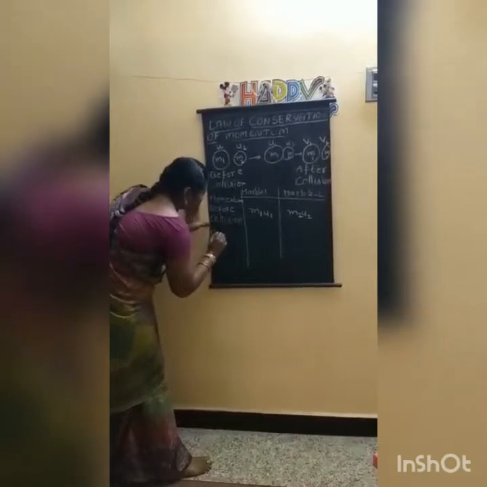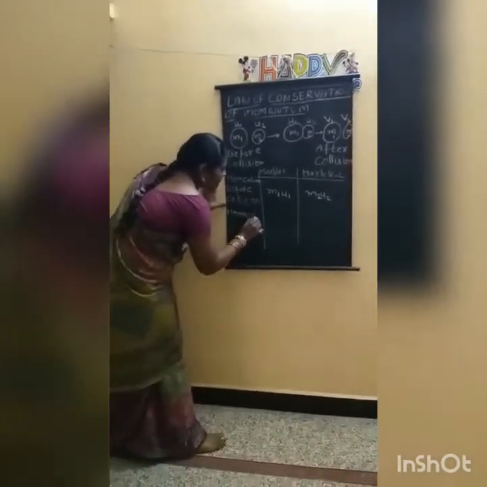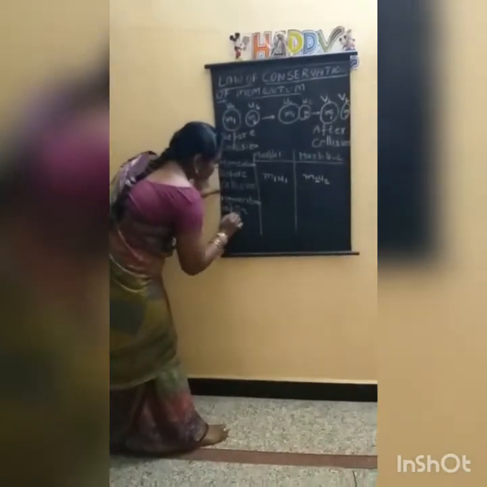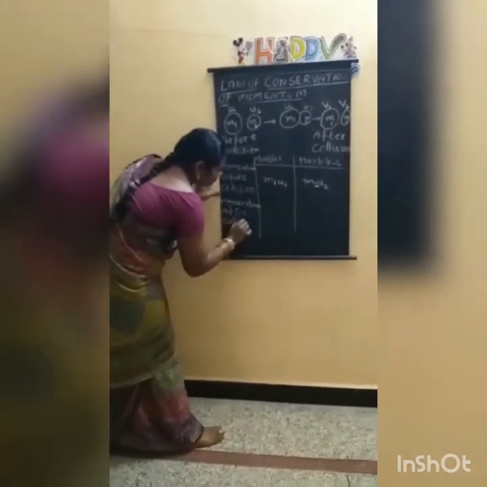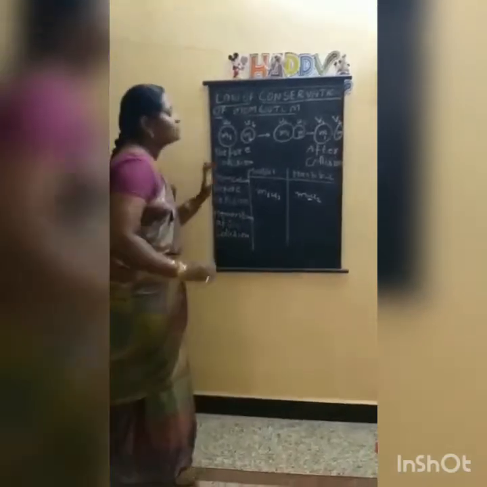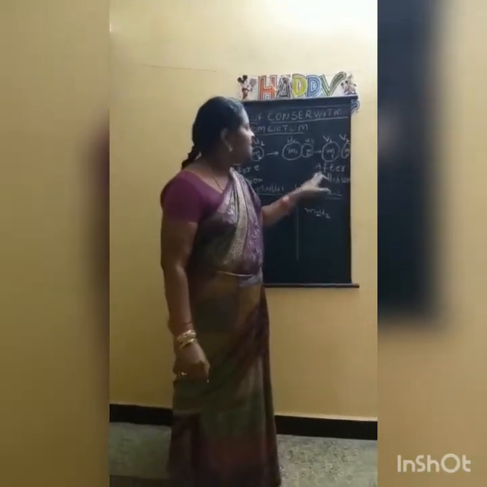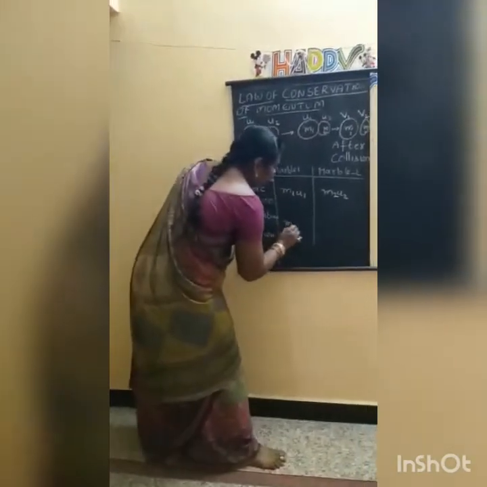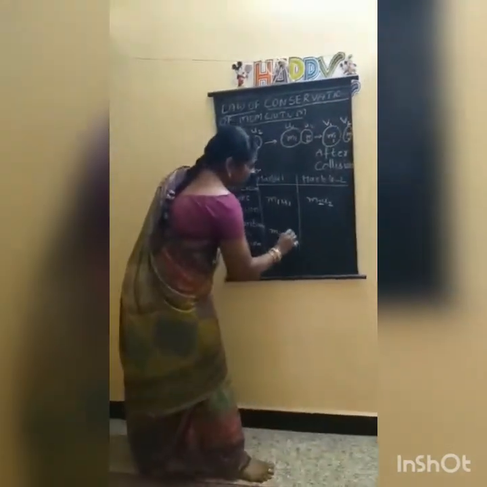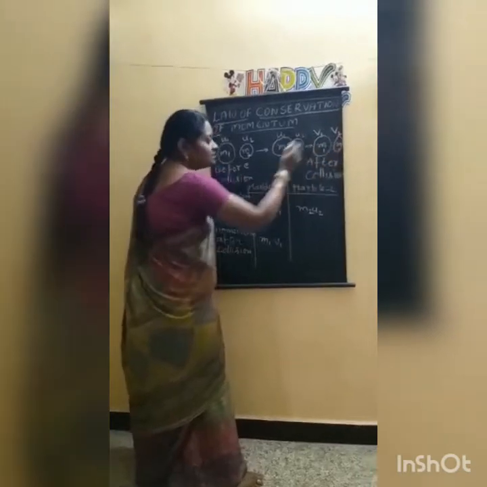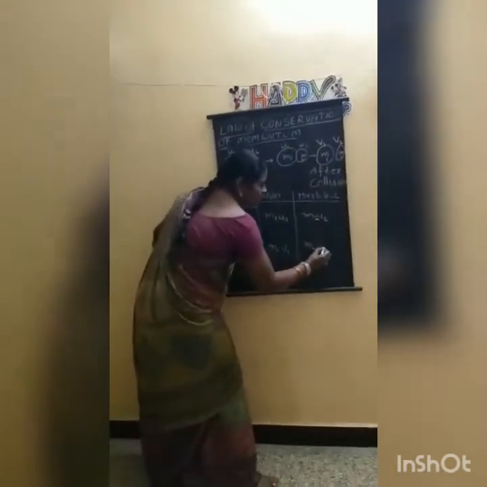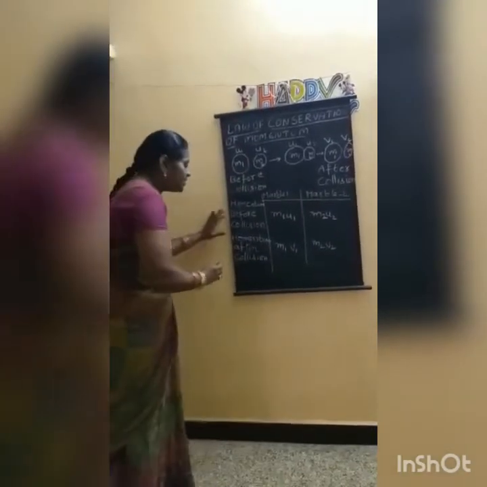Next, momentum after collision. In this case, what is the mass of the first marble? m1. What is the velocity? v1. What is the mass of the second marble? m2. What is the velocity? v2. Now, change in momentum.